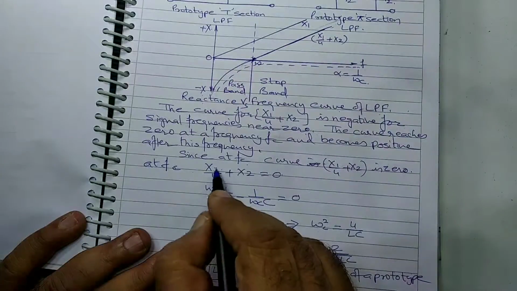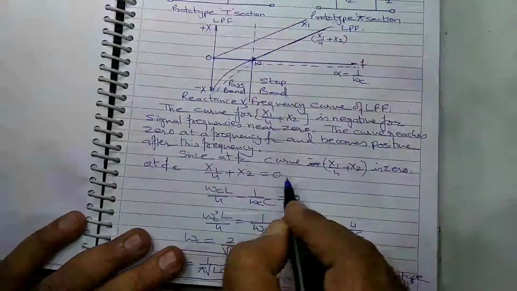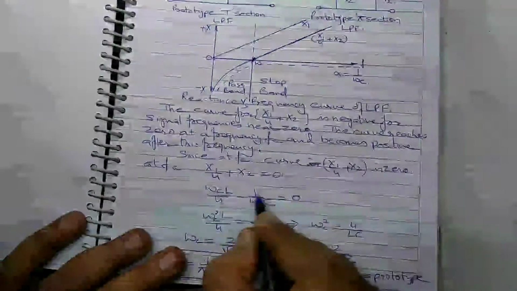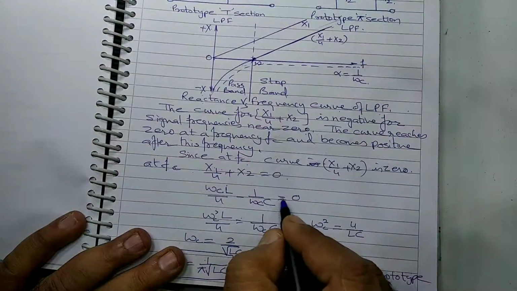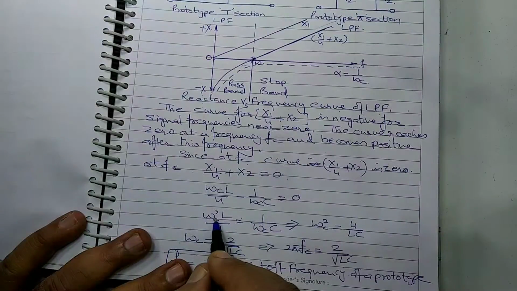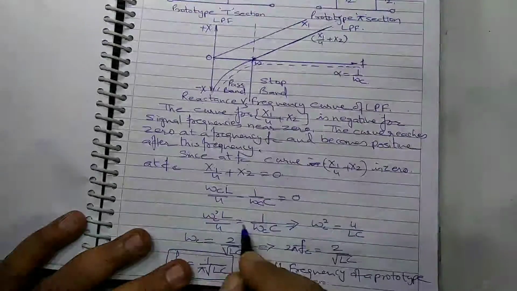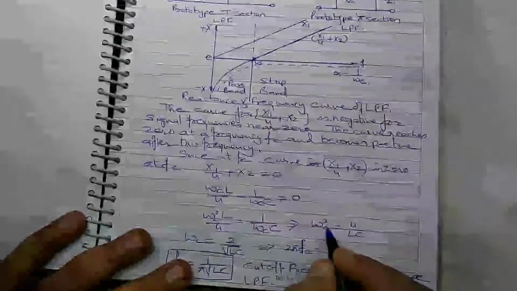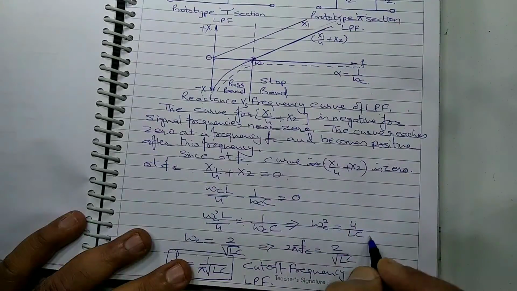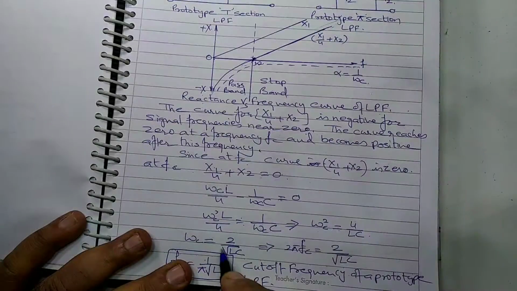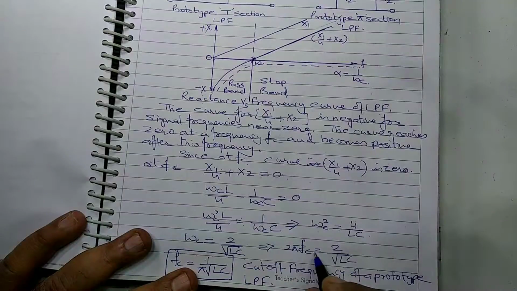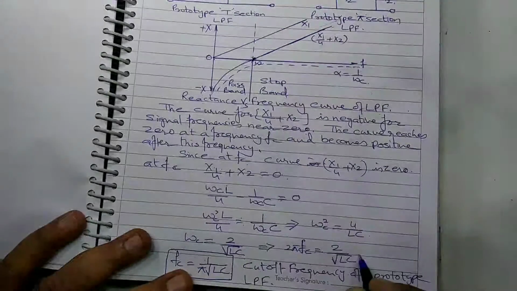So at Fc, X1 by 4 plus X2 is equal to 0. Omega c L by 4 minus 1 upon omega c into C is equal to 0. So omega c L by 4 is equal to 1 upon omega c into C, which gives omega c square equal to 4 by LC. Omega c is equal to 2 upon under root of LC. That is 2 pi Fc is equal to 2 by under root LC.